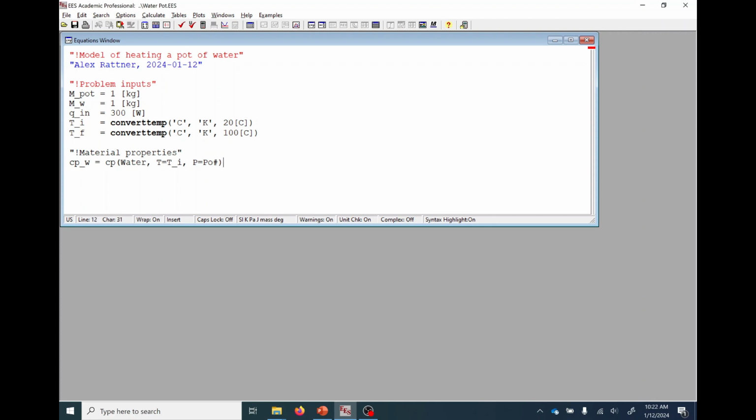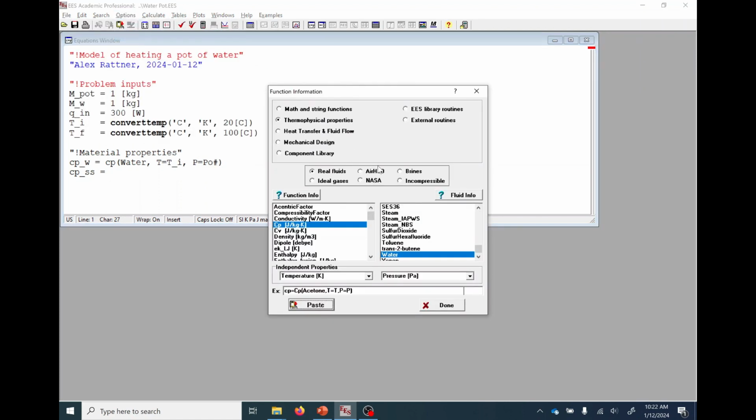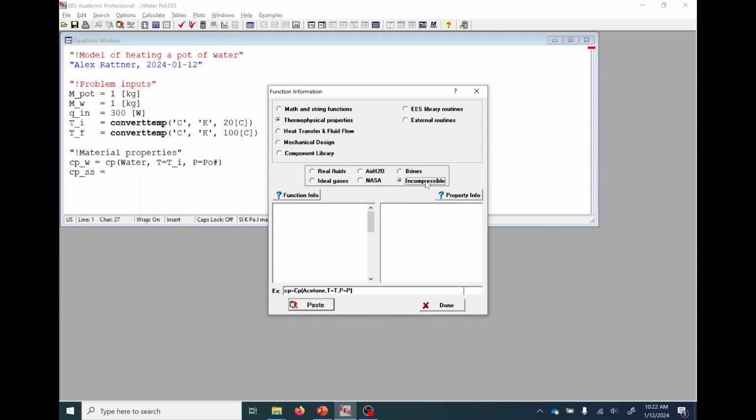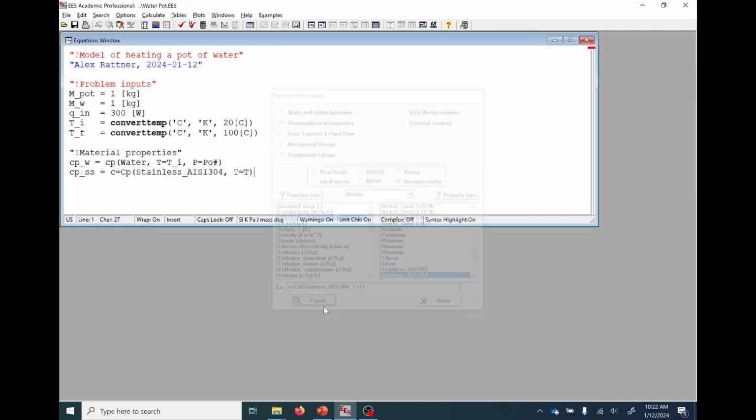Okay, so that gives us the specific heat of water, and then we'll also need the specific heat of stainless steel. So to look that up, we'll go to Options, Function Info, and we'll go to Incompressibles, which is basically a set of data that includes a lot of common solid materials, metals. So let's go to metals from this and assume this pot is a typical stainless steel pot, which they're usually made of an alloy that's pretty similar to 304 stainless. So let's do this alloy and we'll get its specific heat.